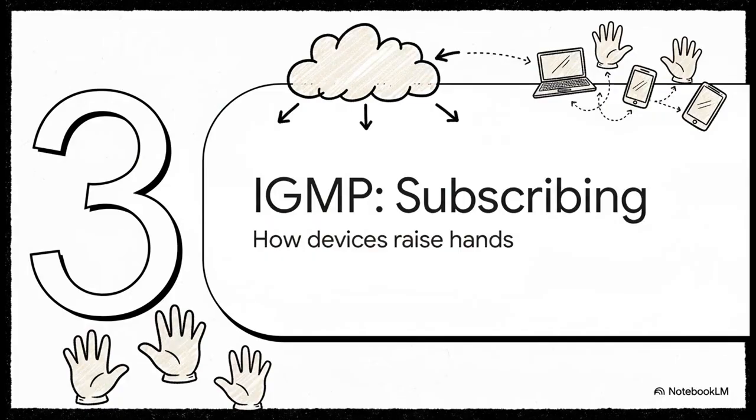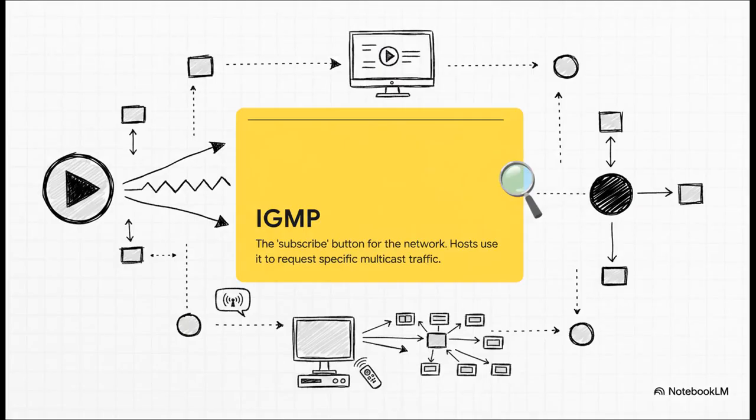Okay, but how does the network know who's interested in the first place? Well, that's where our first key protocol comes into play. It's called IGMP, and it's basically how your device raises its hand and says, "Me, please." IGMP stands for Internet Group Management Protocol, but you can just think of it as the network's subscribe button. When you hit play on a live stream, your computer uses IGMP to tell the router it's connected to, "Hey, I'd like to get the stream for this specific multicast group." It's kind of like telling your TV you want to watch a certain channel.